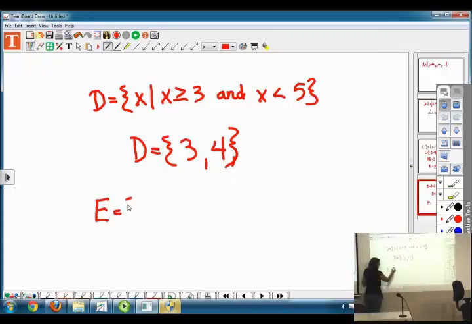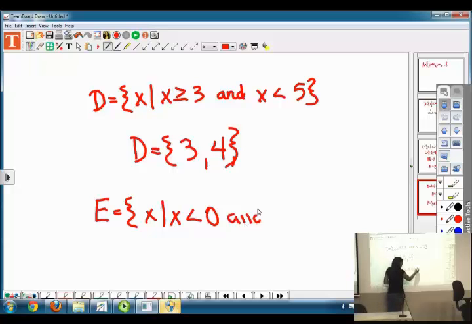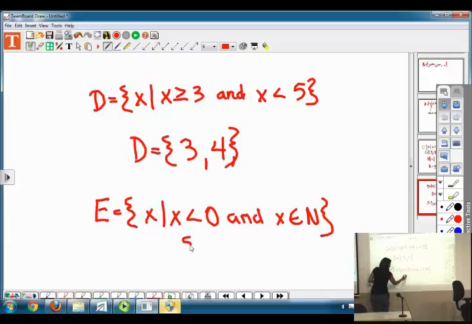E is equal to the set X such that X is less than 0 and X is an element of the natural numbers. So X is a natural number and it's less than 0. What am I going to have here? There can't be any, right? There's nothing in there. When it says X is less than 0, it's saying I want negative numbers. But I want them from the natural number system, which is all positive numbers. So you can't find a number that's negative and positive at the same time. So this is the empty set.